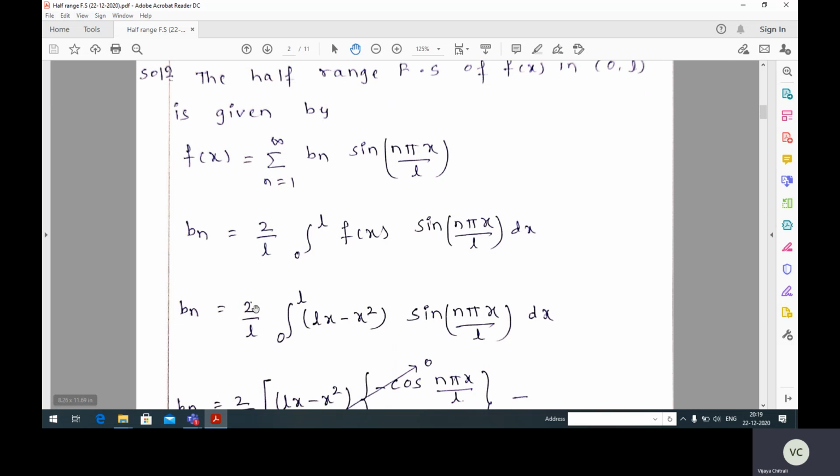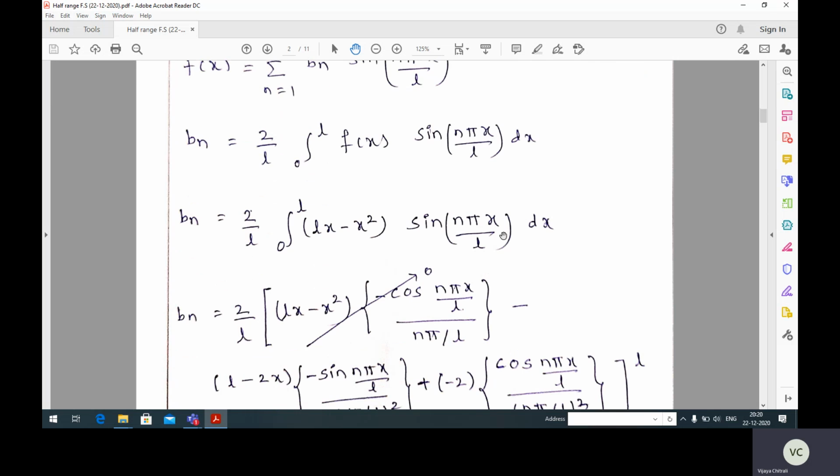So here bn is equal to 2 by L integration from 0 to L. In this interval, the function is Lx minus x square, into sine n pi x divided by L dx. Observe this one, it is a product of two functions. We need to integrate, so for that we need to apply Bernoulli's rule, integration by parts. First function is u and second function is v. So we have Bernoulli's rule.